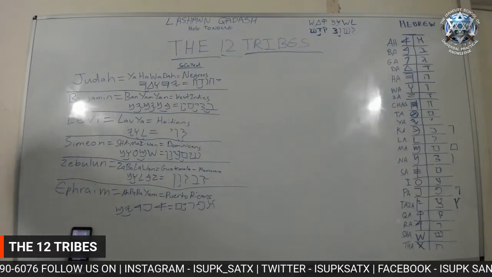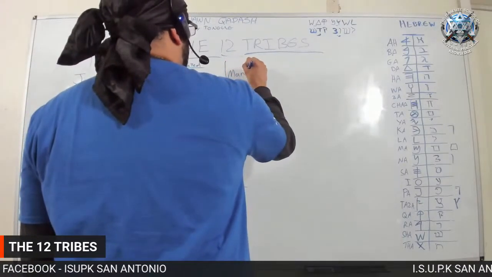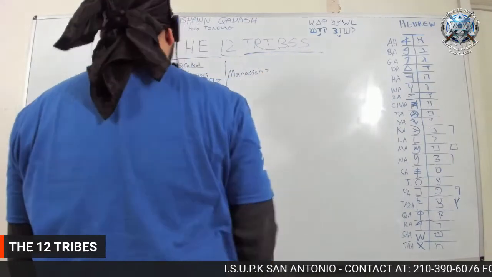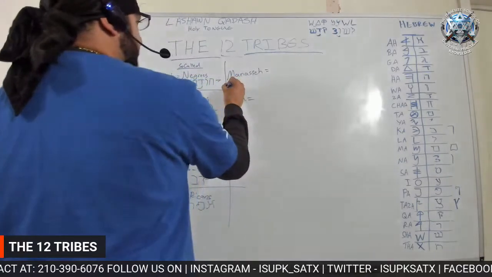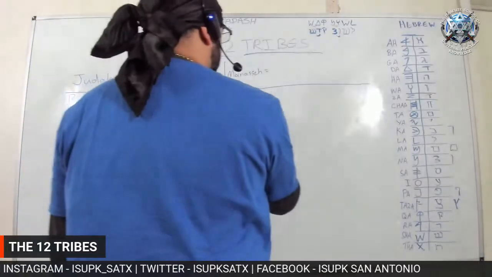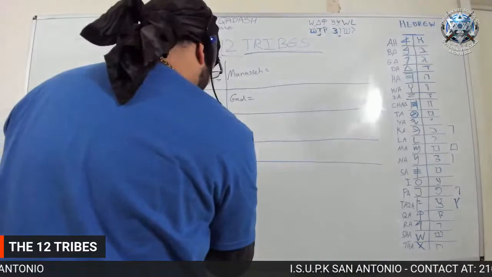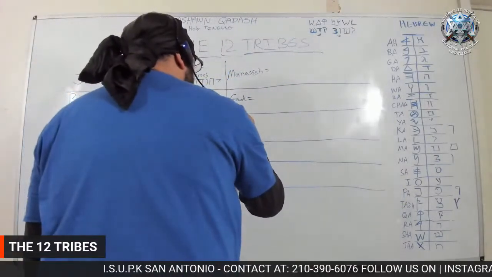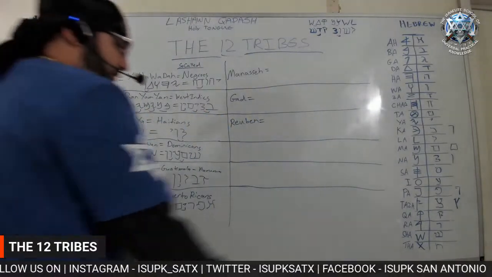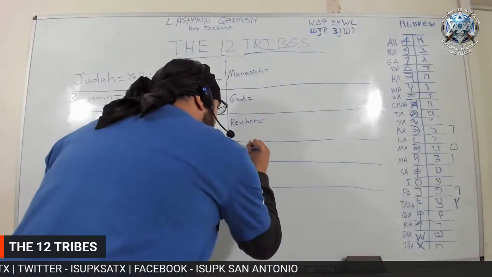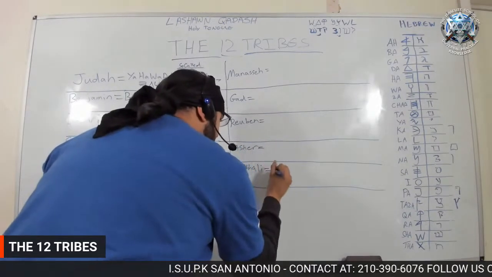Next is Manasseh. Draw a line down the middle here. Manasseh. Then we have Gad. Manasseh, Gad, Reuben. I'll try to write a little bit larger on this side. Reuben, Asher, Naphtali, and then Issachar.